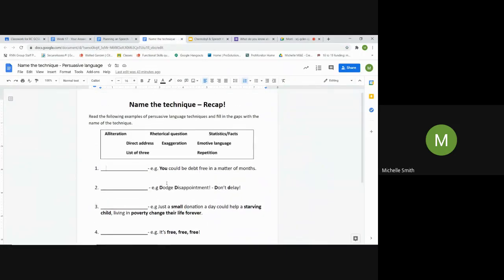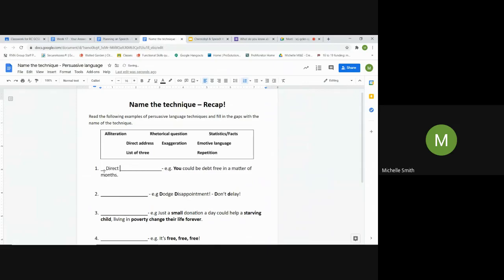So the first one, you could be debt-free in a matter of months. I'm going to do you a favor here, and I'm going to help you out and start you off. Direct address is the first one. You. The reader is being directly addressed. So the use of that personal pronoun makes us feel like someone's talking to us, just us. So it feels like it's a personal thing.